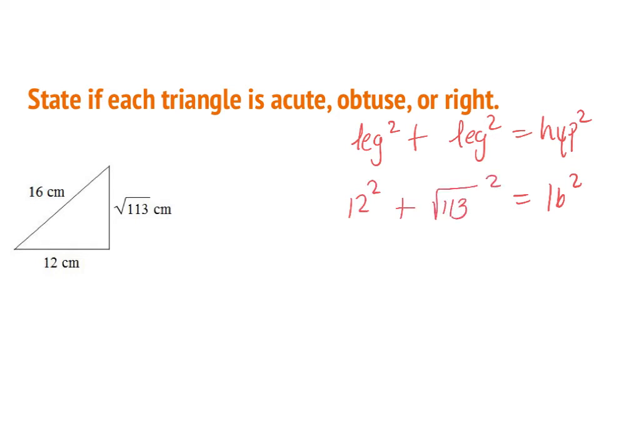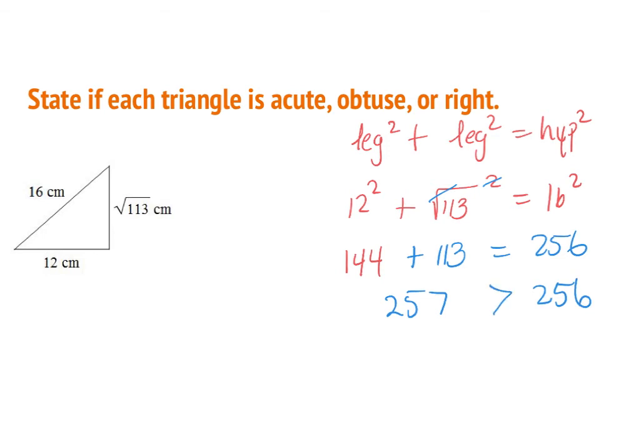I'm going to simplify. So 12 squared is 144. Square root and a square cancel out, and I am left with 113. 16 squared is equal to 256. So now 144 plus 113 is equal to 257, and then we have 256. So my hypotenuse squared is smaller than the sum of the two legs squared. So that means that this has to be an acute triangle.